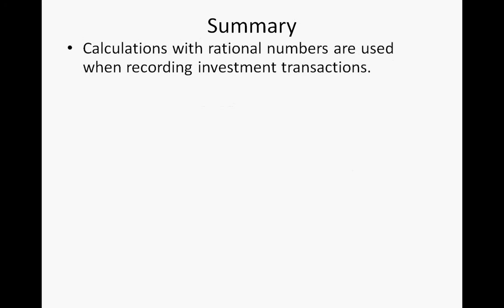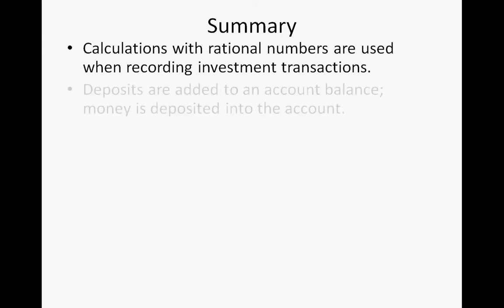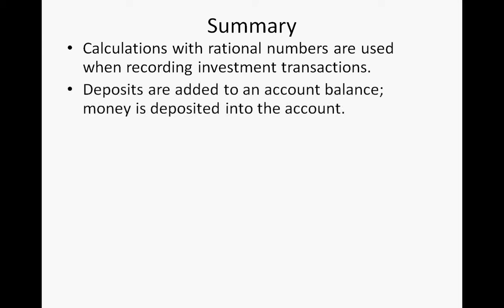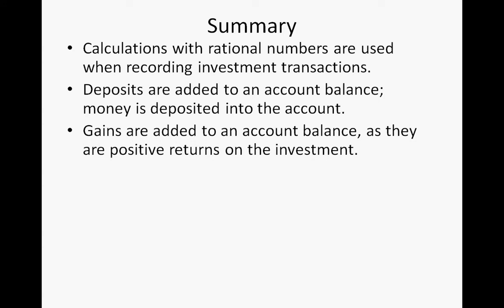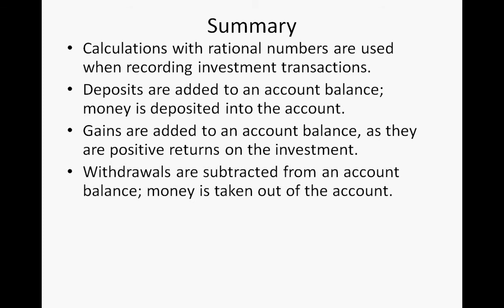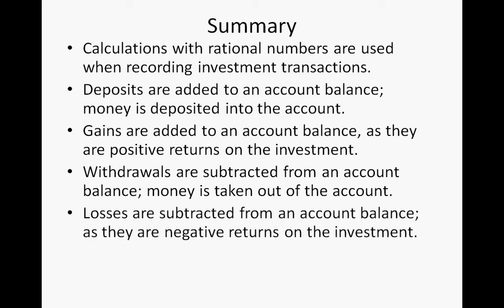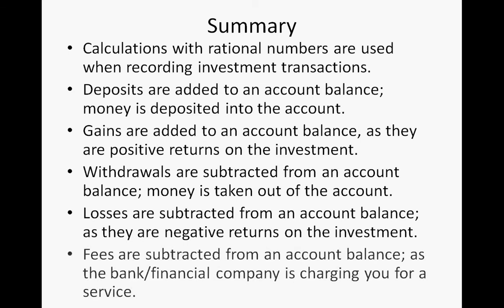All right, to summarize, calculations with rational numbers are used when recording investment transactions. Deposits are added to the account balance, as money is deposited into an account. Gains are added to the account balance as they are positive returns on the investment. Withdrawals are subtracted from an account balance because money is taken out of the account. Losses are subtracted from an account balance as they are negative returns on the investment. And fees are subtracted from an account balance as the bank or financial company is charging you for a service.